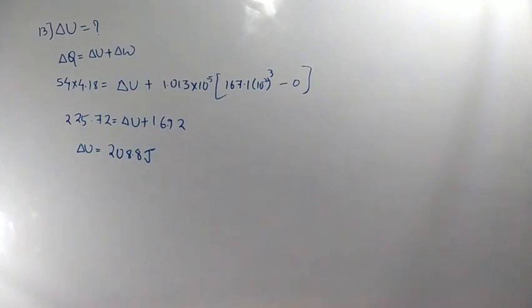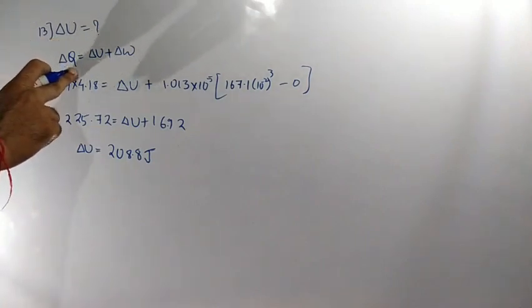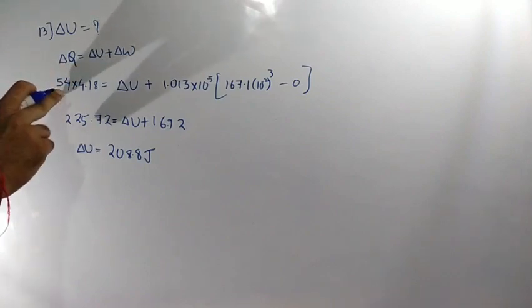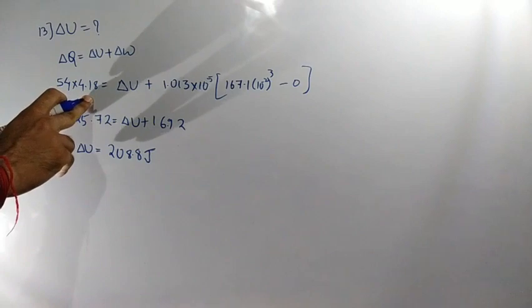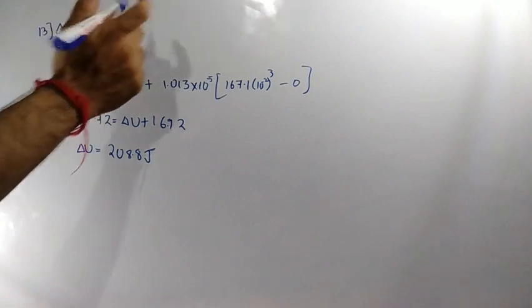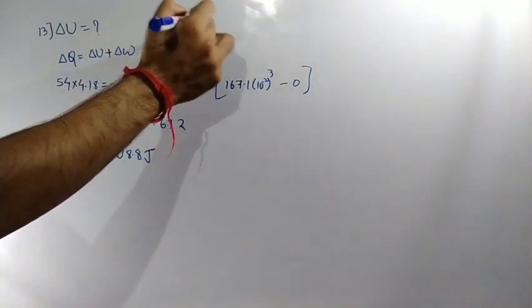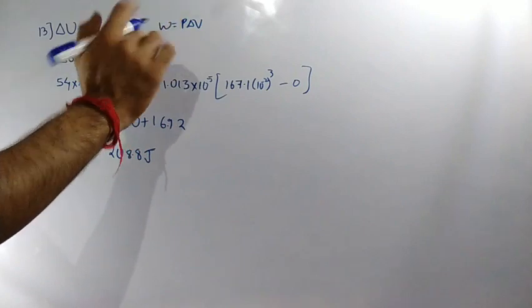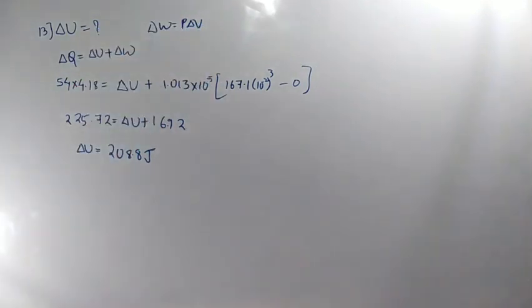Clear? Are you getting this point? Or shall I tell you once again? Delta Q value they had given is 54 calorie. Convert this into joules by multiplying by 4.18. Delta U stays as it is because they are asking delta U. Delta W is nothing but work done, W is equal to P delta V. From that equation you calculate this part. Ultimately you are going to get delta U equal to 208.8 joules.